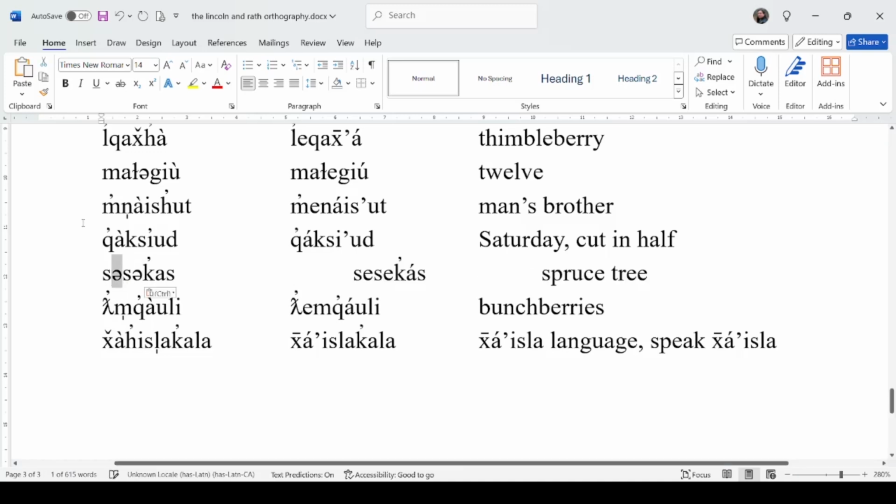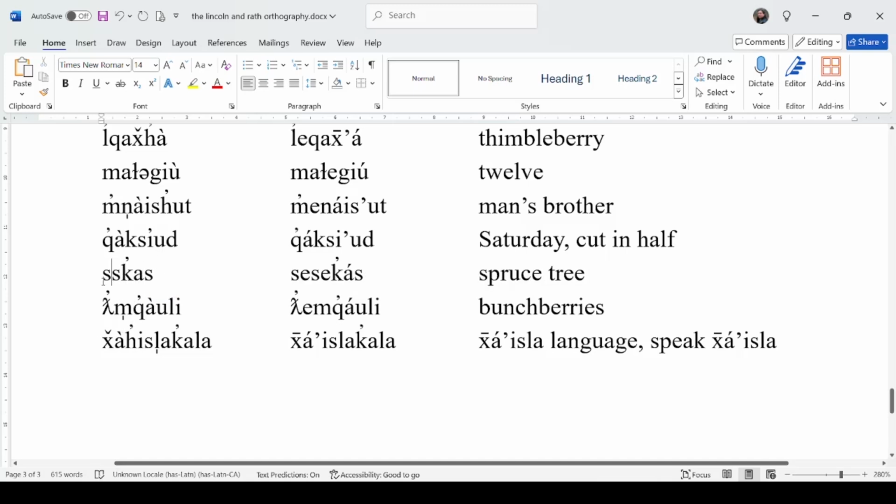So schwas are usually not accented. There are times when they do receive an accent mark. They do receive emphasis, but in this case, it doesn't. So if you see two schwas together like this, it would actually be outranked by this A. So this A is actually where you would place emphasis in the word, so that would be accented.